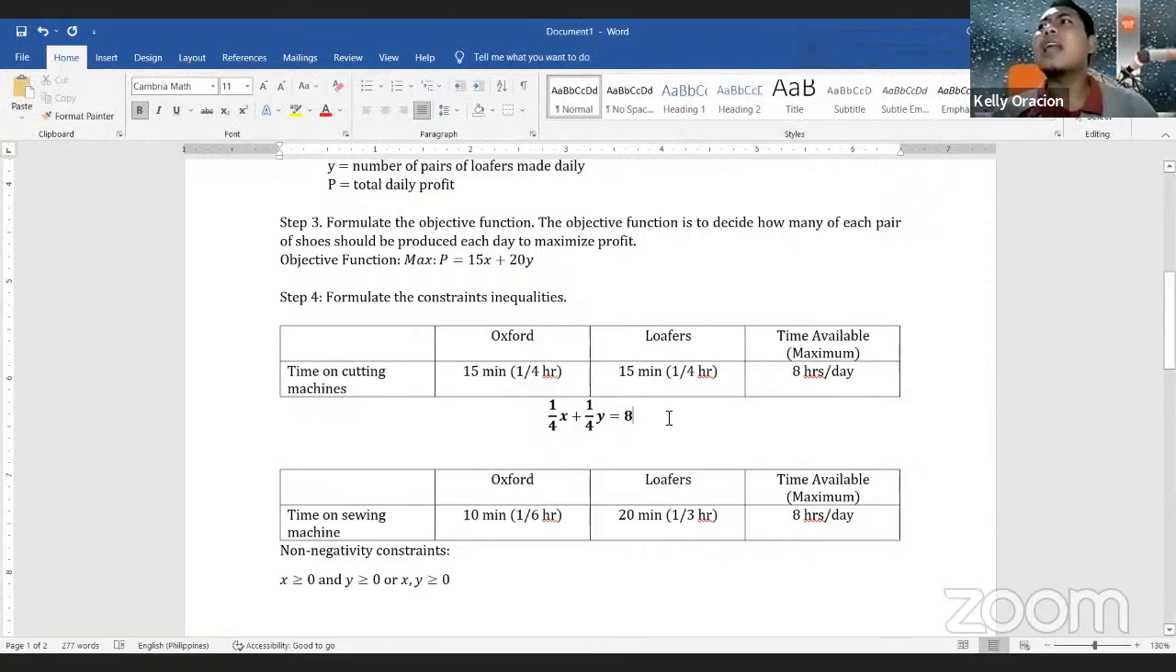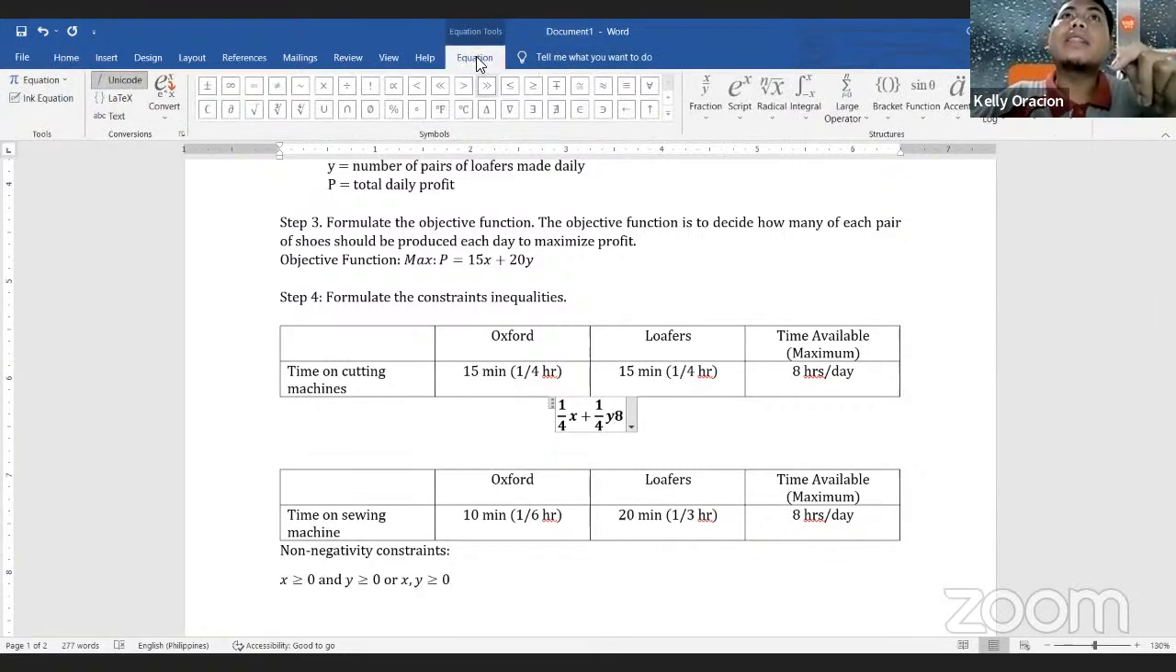Ay, wait, I forgot. Not equals. Maximize or maximum, it's less than or equal to ang symbol na gagamitin natin. Take note, maximum, maximize ang ating gagawin. The inequality symbol is less than or equal to. Now, let's go back. Sir, fraction ito. Pwede i-whole number yan?